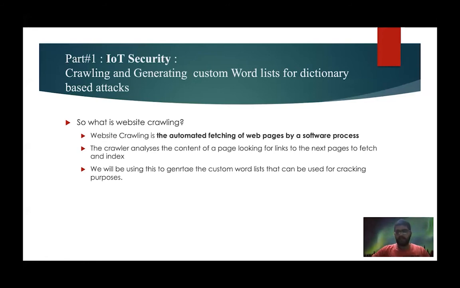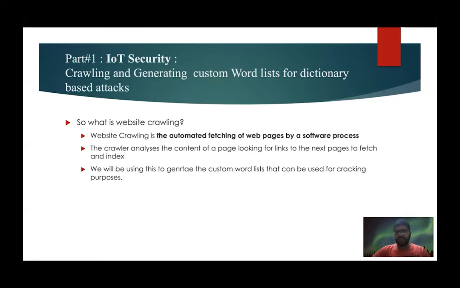Here, what our crawler does is it analyzes the content of a page, whatever links we are providing to it. It goes through those links, then it tries to fetch and index. Then it uses that capability to generate the custom word list, which can be used for cracking purposes.